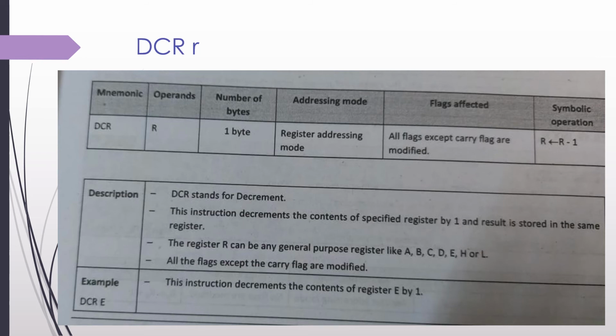Next is decrement R. Now, as we have incremented the contents of register, we can decrement the content of register by 1. If the content of B register is 05, after DCR B, the content of B becomes 04. It is just one decrementation. Here also, all flags except carry are modified, and it is register addressing mode, and it is a single byte instruction. Again, valid registers are A, B, C, D, E, H or L.